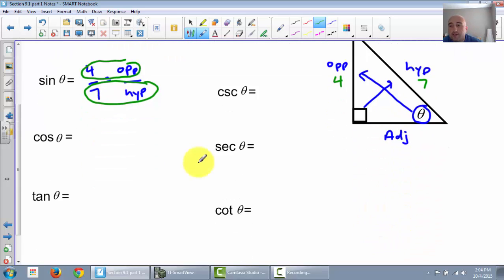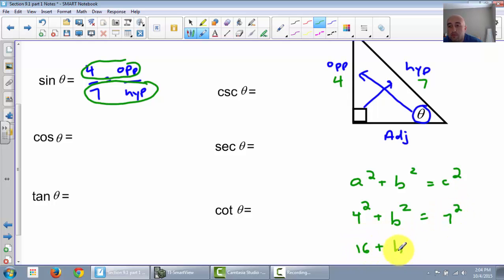Okay, so let's do the Pythagorean theorem. So we have a squared plus b squared equals c squared. So our 2 legs are a and b. Well, we know one of them. We know 4 squared. We don't know the other leg, so I'm going to just label it b squared. And c squared we know, which is 7 squared. All right, so we have 16 plus b squared equals 49.